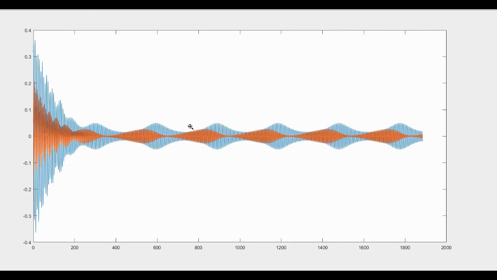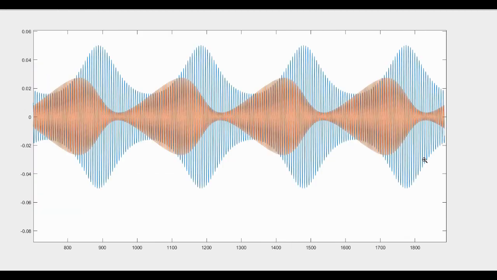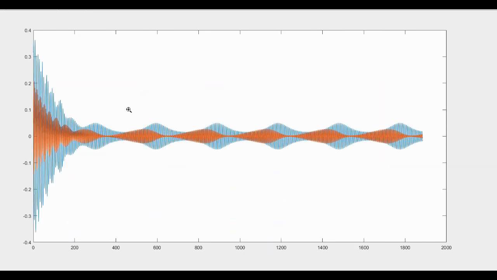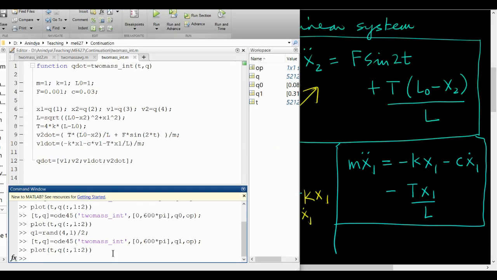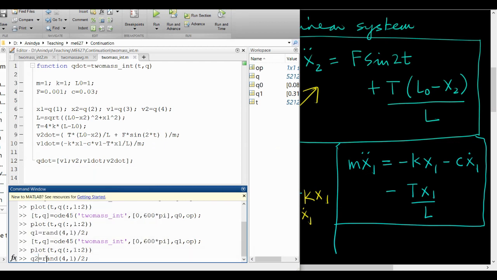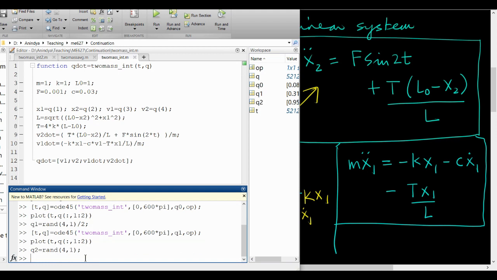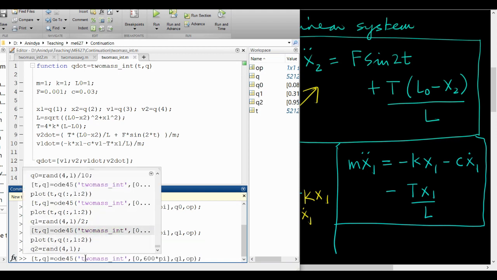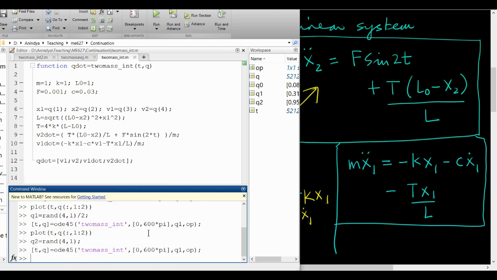Okay, so this is another solution that we have got. You can see it is different from the first one. This maximum is about 0.05. Okay, very good. Let's come here now and try a third initial condition, and this one we will use an even bigger initial value. This is a numerical exploration of our system.